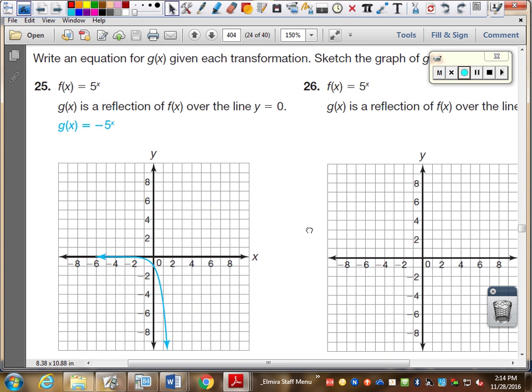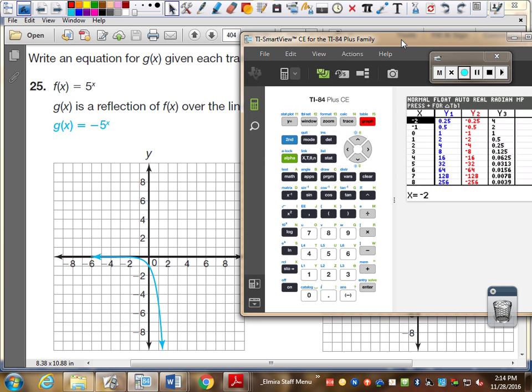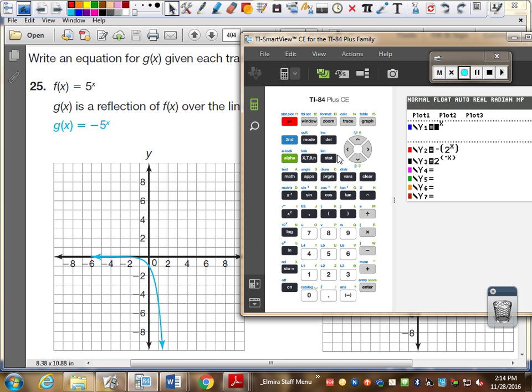This next section, what they don't do, but I'm going to make you do, is they only show drawing the reflection. What I want you to do is draw both functions. I want you to draw 5 to the x power.